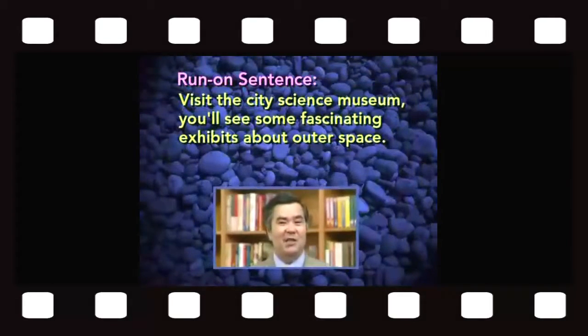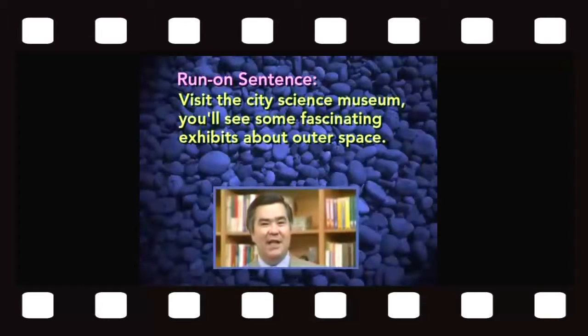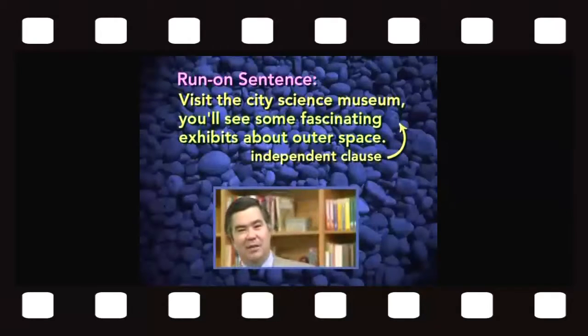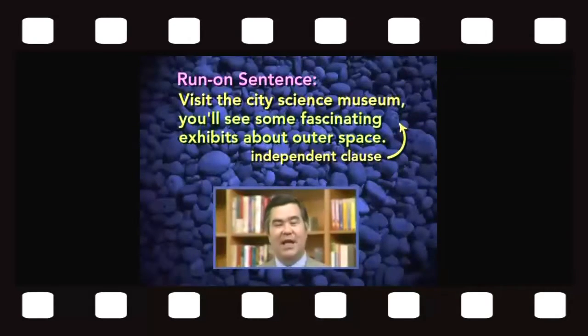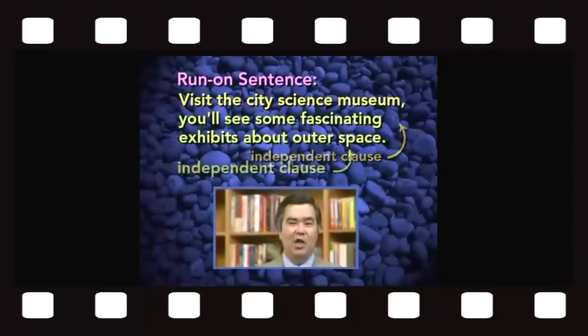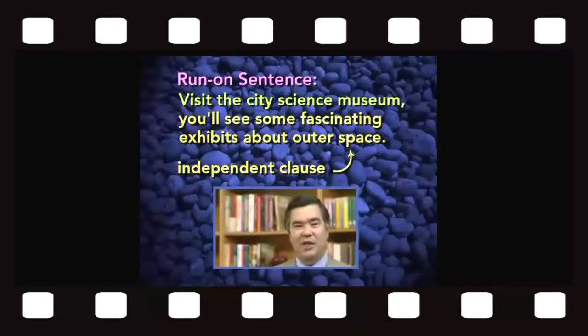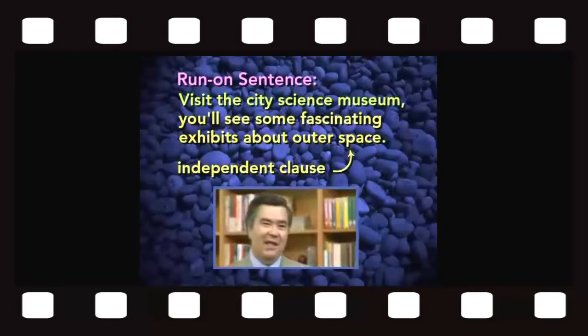Visit the City Science Museum. You'll see some fascinating exhibits about outer space. Here we have two clauses. Visit the City Science Museum. That's an independent clause, and it could stand alone as a sentence. Then we have another clause. You'll see some fascinating exhibits about outer space. What's the subject and the verb in each of these clauses, by the way? The first clause may be a little bit tricky.